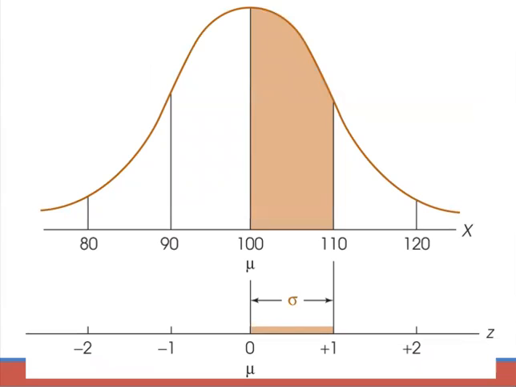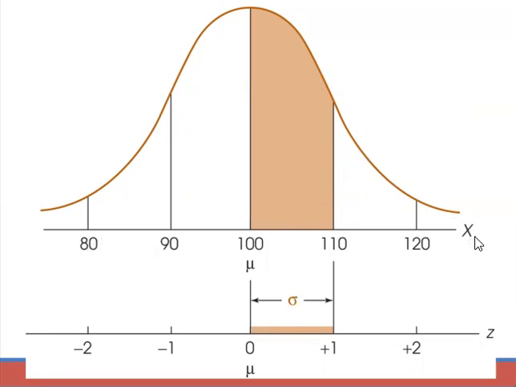Okay, so this is basically what a Z transformation looks like or does. It does not change the shape of the data. So let's say we had IQ scores or something like that. We have this sample or this population, because I'm using mu. So we have this population where we have a mean of 100 and a standard deviation of 10.